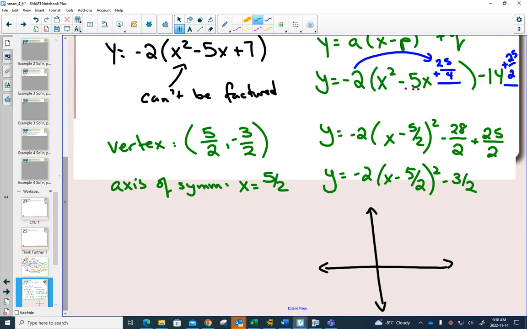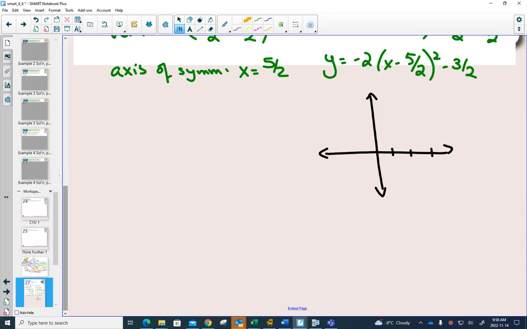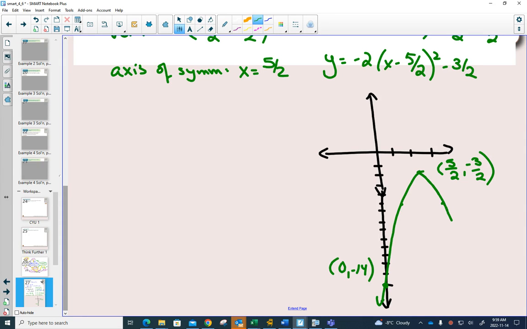And on your graph, you will need to label your vertex. So I'm going to go 1, 2, 3, and go over 2.5 and down 1.5 and label that point. I know that it goes over 1, down 2, over 1, down 2. In this situation, I would probably go 1, 2, 3, 4, 5, 6, 7, 8, 9, 10, 11, 12, 13, 14. I would also label my y-intercept, and then I have enough information to draw my graph.